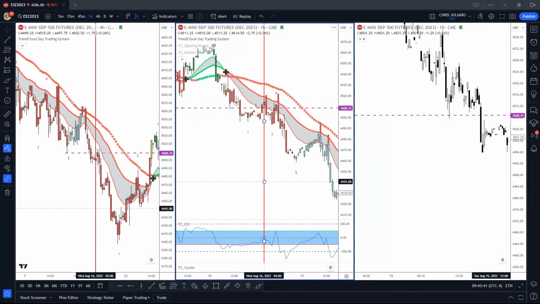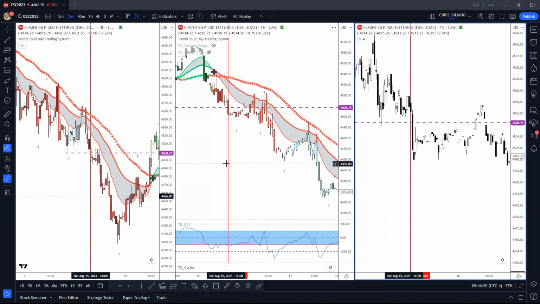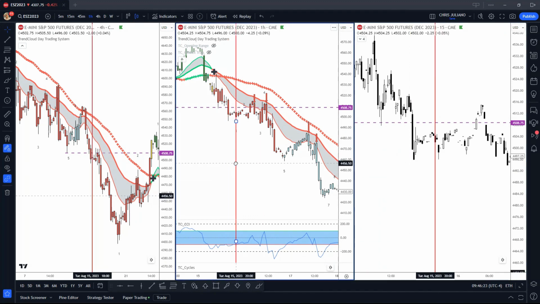And now we've pulled back into the cloud. Well, what do we do when we pull back into the cloud? We have to start looking for supply zones. So this is a combination of high time frame trend and middle time frame CCI indicator. So what we're going to do is we're going to look for the pullback.